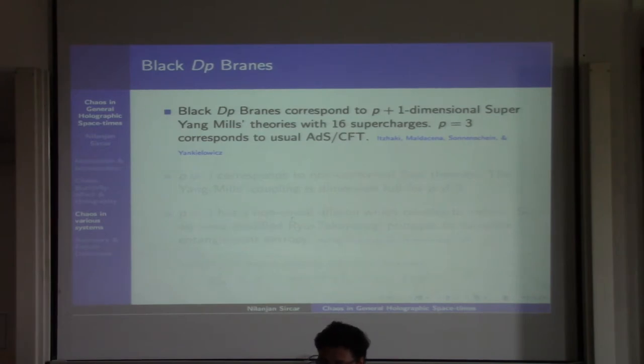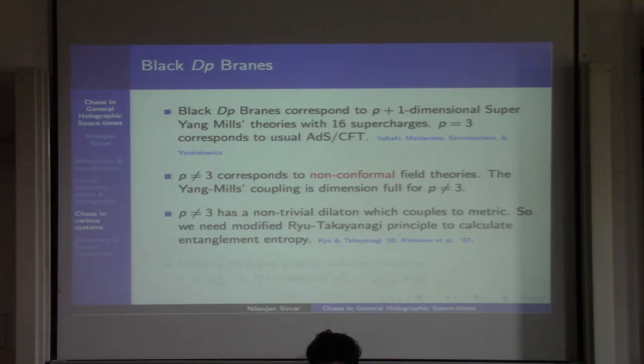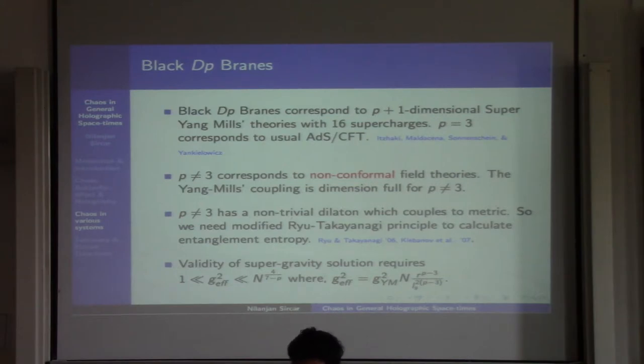Because qualitatively the results for these systems are very similar, I will just go through these things quickly. We looked into the black D-branes, which are now dual to some p plus 1 dimensional Yang-Mills theory, which in general for p not equal to 3 corresponds to non-conformal field theories. And p not equal to 3 in general has some non-trivial dilaton, so you have to use the modified Ryu-Takayanagi formula. That is, you have to calculate the area in the Einstein frame, so you have to specify the frame in which you are calculating. And the validity of supergravity puts some restriction on the allowed region, so it puts some restriction on the radial coordinate. Unlike AdS, it's not extended to the full r coordinate.